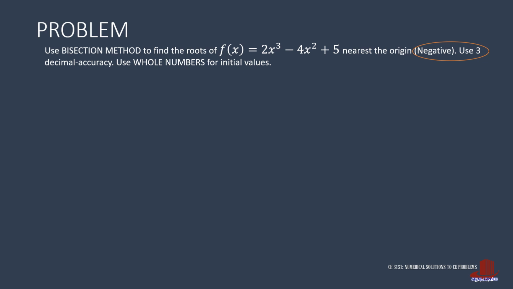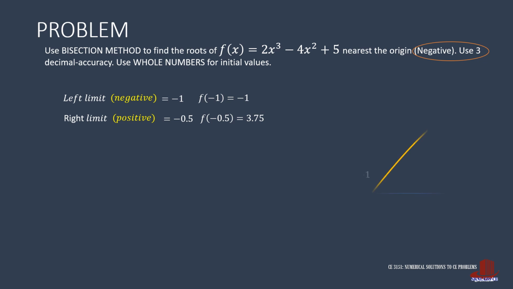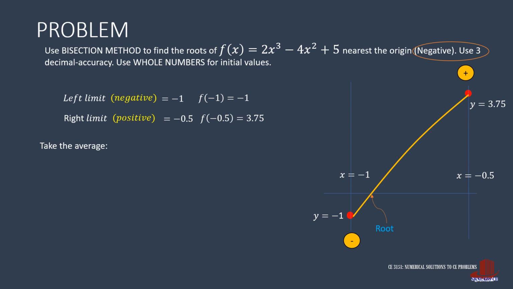If we zoom in on the remaining interval, we have the left limit, which was the negative y limit at x equal to negative 1. The function is also negative 1. The right limit, which we tagged earlier as positive, is at x equal to negative 0.5, and its y is positive 3.75. Using the bisection method, we take half of the interval, which is computed by taking the average, and that is half of negative 1 plus negative 0.5, which is negative 0.75.